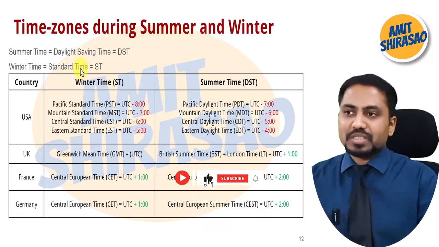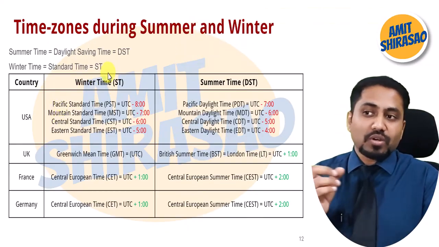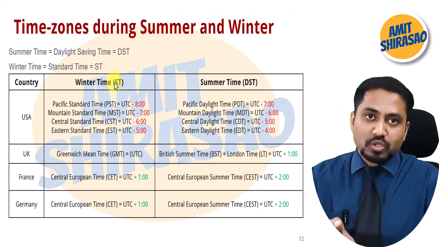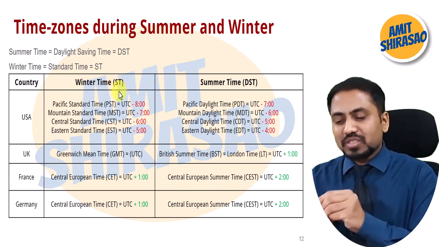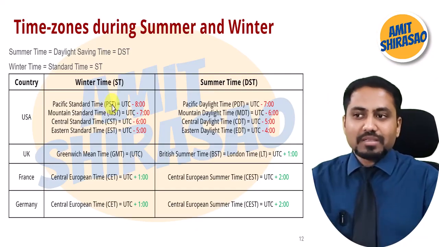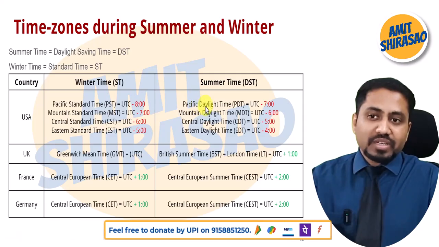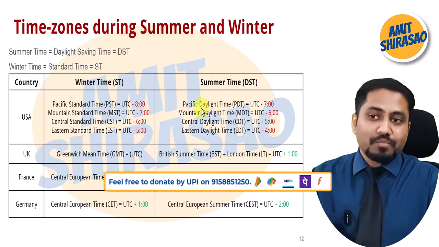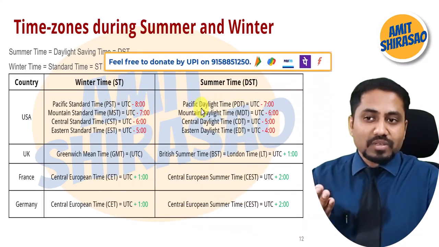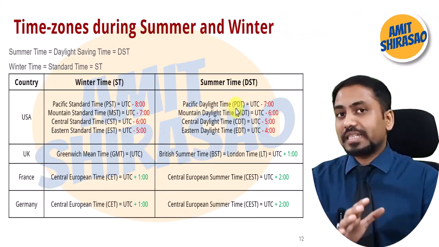Okay, this is how it is. Whenever you say winter time, it is also called standard time, also called ST. So when you say Pacific Standard Time, then it means it's the winter time. And when you say Pacific Daylight Time, PDT, then it means it is the summer time. It is with the daylight saving.